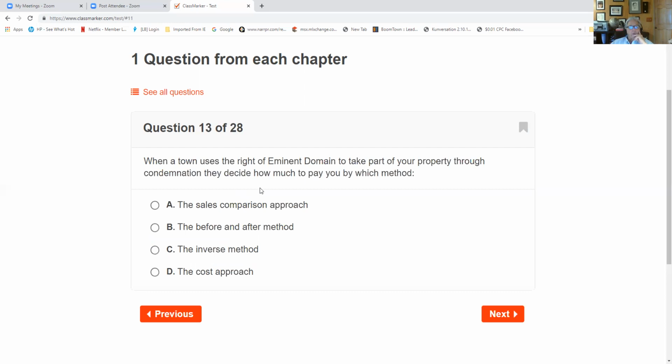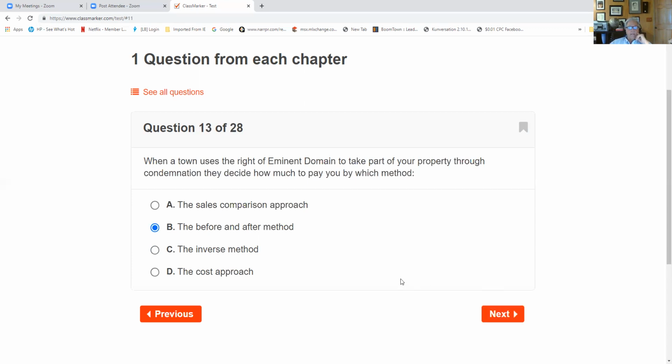When a town uses the right of eminent domain to take part of your property through condemnation, they decide how much to pay you by which method. So we're looking at somebody's property and the city is going to take the first 10 feet of their front lawn in order to widen the road. How would they decide how much to pay you? And they would decide by the before and after method.